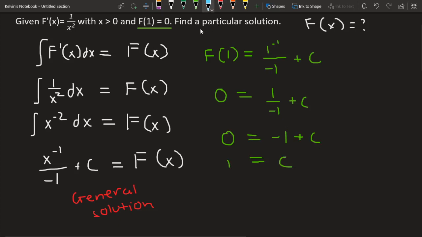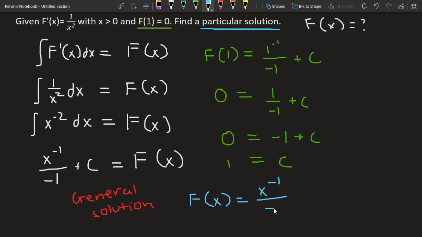And finally, our particular solution would just be this, except we replace c with 1. So it is the general solution, except we replace the c. So our particular solution would be F of x is equal to x to the power of negative 1 over negative 1, plus 1. So take a moment or two to copy this down in your notes, and when you're ready, come back to the video.